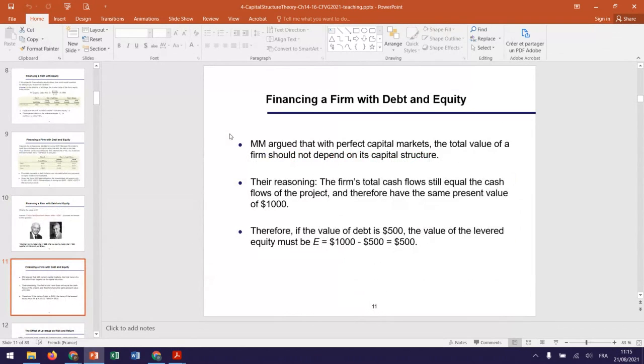Modigliani and Miller argued that in a perfect capital market, the total value of the firm should not depend on its capital structure. Their reasoning is that the firm's total cash flow is still equal to the cash flow of the project and therefore has the same present value of 1,000. So therefore, if the value of debt is 500, the value of levered equity must be 1,000 minus 500, which is 500. Okay?